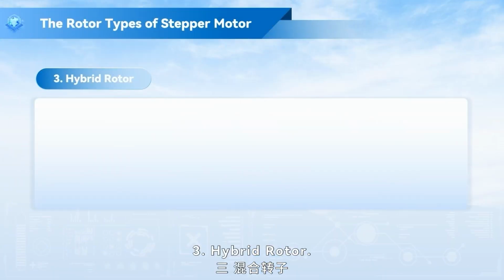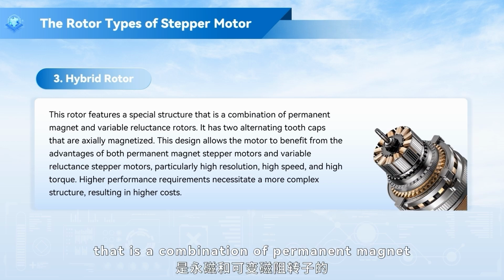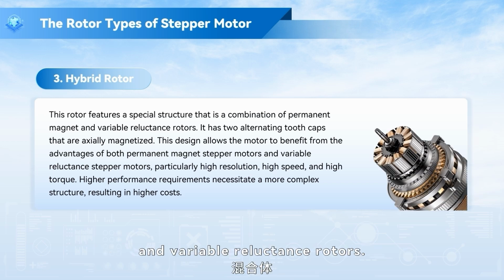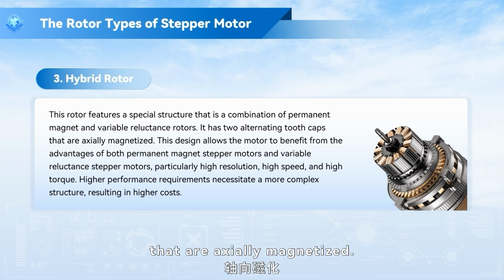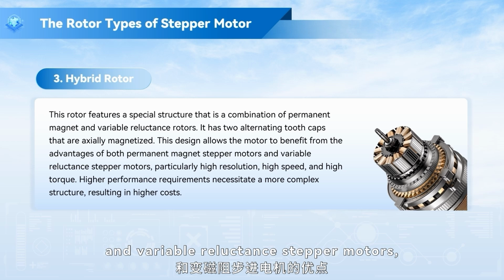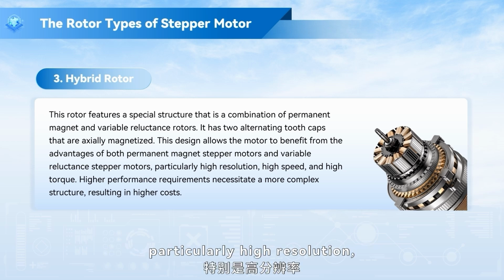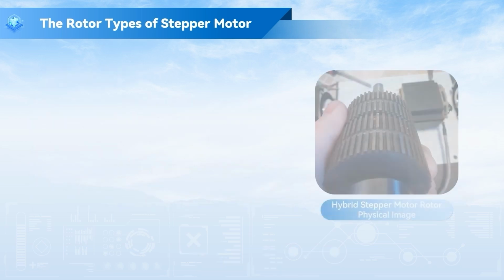3. Hybrid rotor. This rotor features a special structure that is a combination of permanent magnet and variable reluctance rotors. It has two alternating tooth caps that are axially magnetized. This design allows the motor to benefit from the advantages of both permanent magnet stepper motors and variable reluctance stepper motors, particularly high resolution, high speed, and high torque. Higher performance requirements necessitate a more complex structure, resulting in higher costs.